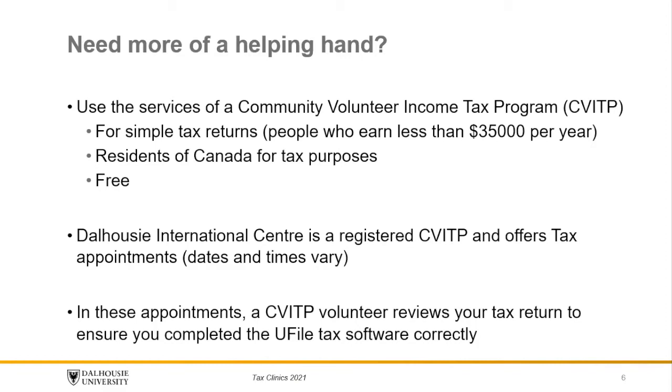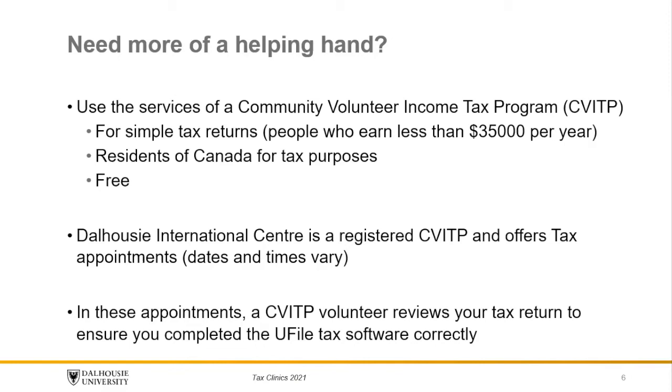If you need more of a helping hand, you can use the services of a Community Volunteer Income Tax Program, commonly known as CVITP. The CVITP is specifically designed to help people who earn less than $35,000 a year and who generally have very simple tax returns submit their tax return for free. In order to use the CVITP, you must be a resident of Canada for tax purposes.